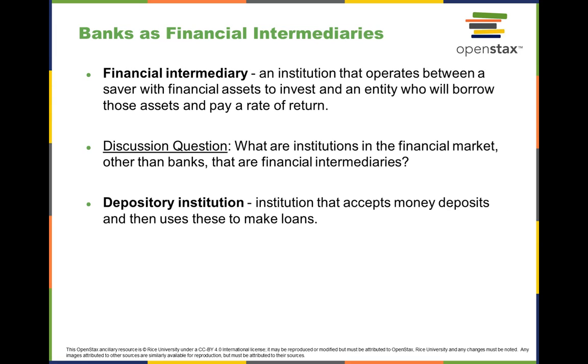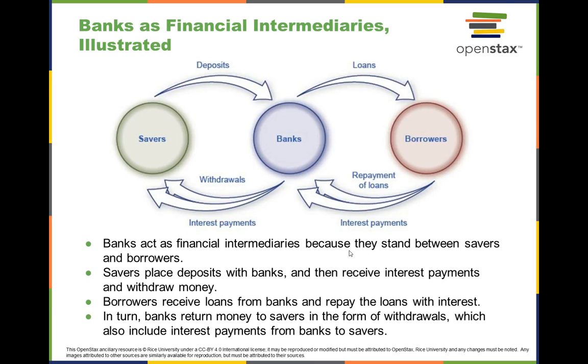But a general term that we can use is depository institution that accepts money deposits and then uses these to make loans. But here we can see a graph of that. Banks or other financial intermediaries would be in the middle here, savers, borrowers. Savers make deposits, and the bank loans out money. The borrowers repay the loan with interest, and then that money, of course, goes back to the savers in the form of withdrawals and interest that is paid on higher threshold checking accounts and savings accounts.